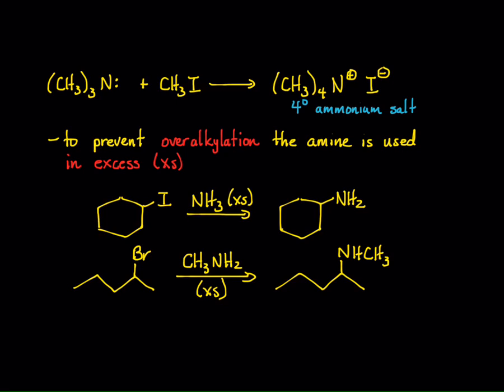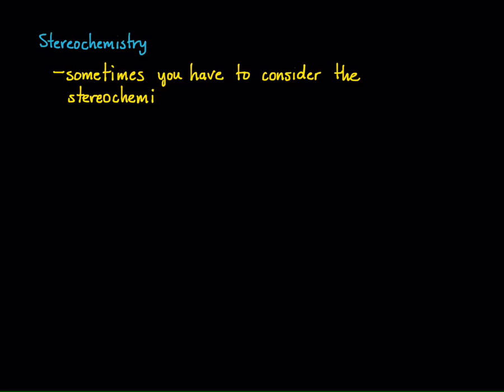Now, one last thing to think about is the stereochemistry of the reaction. And sometimes you have to consider what's happening to the stereochemistry in a reaction. Do you want to conserve the stereochemistry? Do you want a particular isomer over another one?